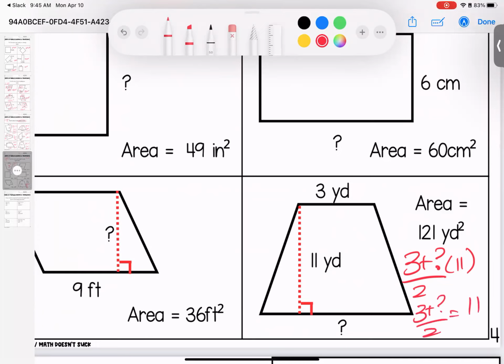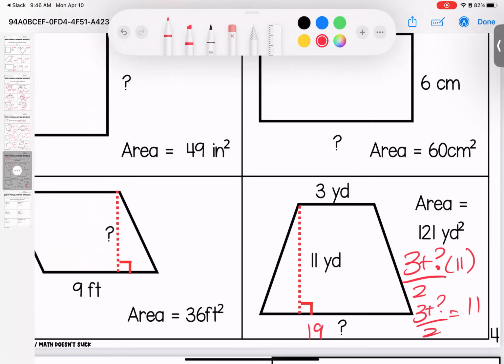So let's think backwards. If we have to divide it by 2, it's the same as multiply. So 22 is our total. If we have 3, what is our missing piece? Our missing piece is going to be 19. So work this backwards like you do your algebra, okay?